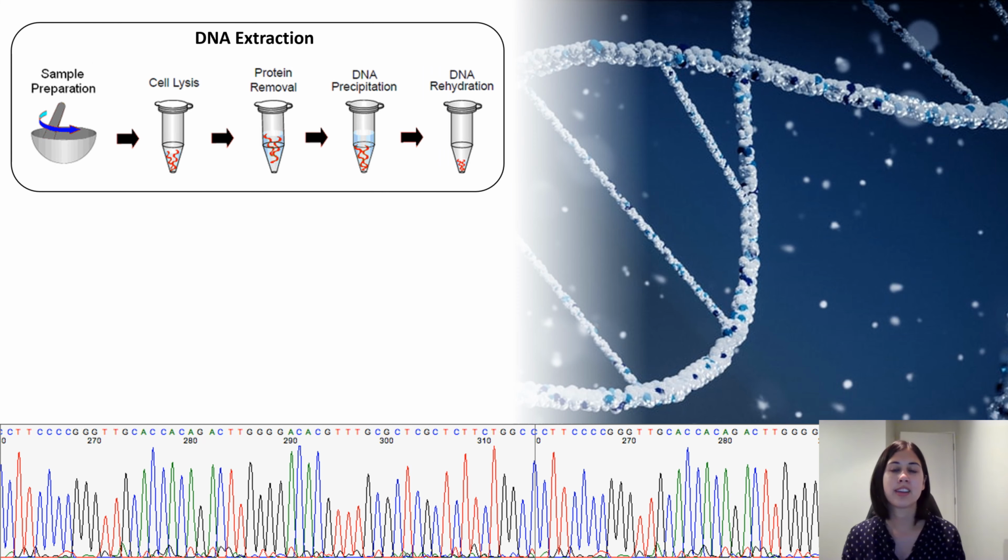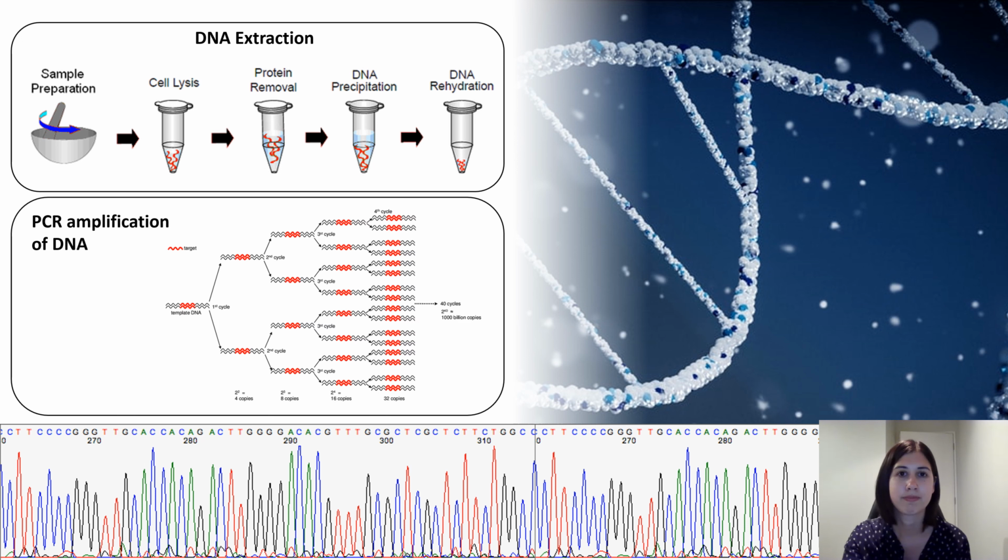The next step after this is to extract the DNA from that bone powder, and this first involves demineralizing the bone, then using an enzyme to lyse or break open the cells. We then separate the proteins from the DNA, we precipitate and clean the DNA, and then we rehydrate that DNA in a buffer solution ready for further analysis.